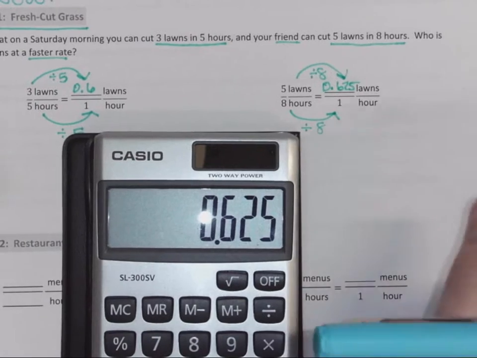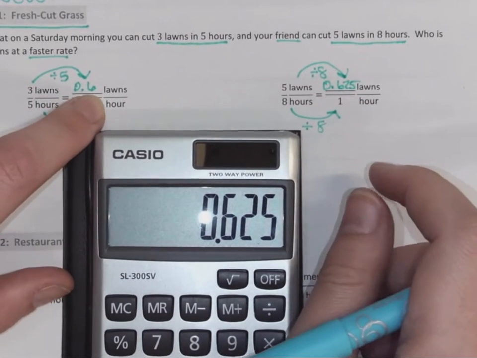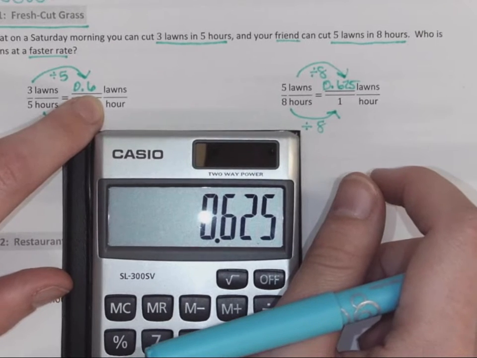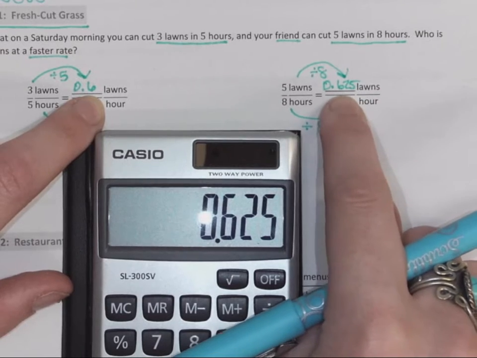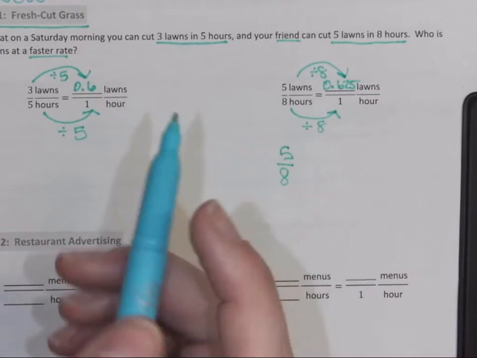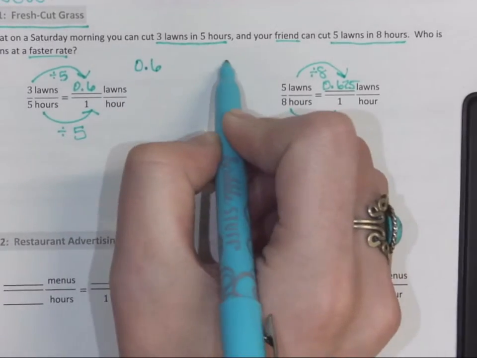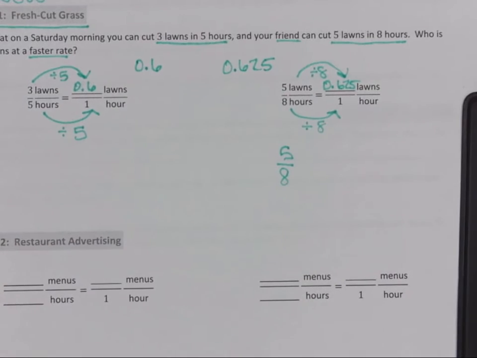Now, if we look at our decimals, we notice how many numbers are after the decimal in my unit rate? 1. How many are after the decimal in my friend's unit rate? 3. Let's make them the same so we can compare them, okay? 0.6, 0.625. How can I make these more similar so that I can compare them, Dasani?